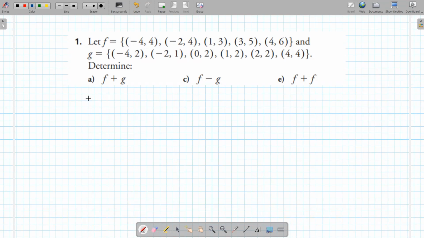So what does this change? Remember, the function's only going to exist where they both have it, or where their domains intersect. Look at these two functions. For f, you have a negative 4, so f exists when x is negative 4. So does g, right? So f plus g is valid at negative 4 because they both exist over there. Same thing with negative 2. But look at this. This one exists on 1, which they've shared, but this guy only exists at 0. So is 0 in the domain of f plus g?